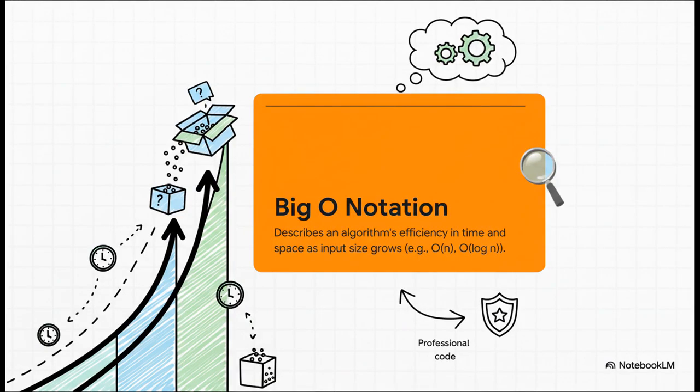Now, let's pause on a concept that sounds way scarier than it is, Big O notation. This is the language we use to talk about how efficient our code is. You know, as you throw more and more data at your program, does it slow down a little or does it grind to a halt? Big O gives you that answer. It's an absolutely crucial skill for writing professional-grade code.